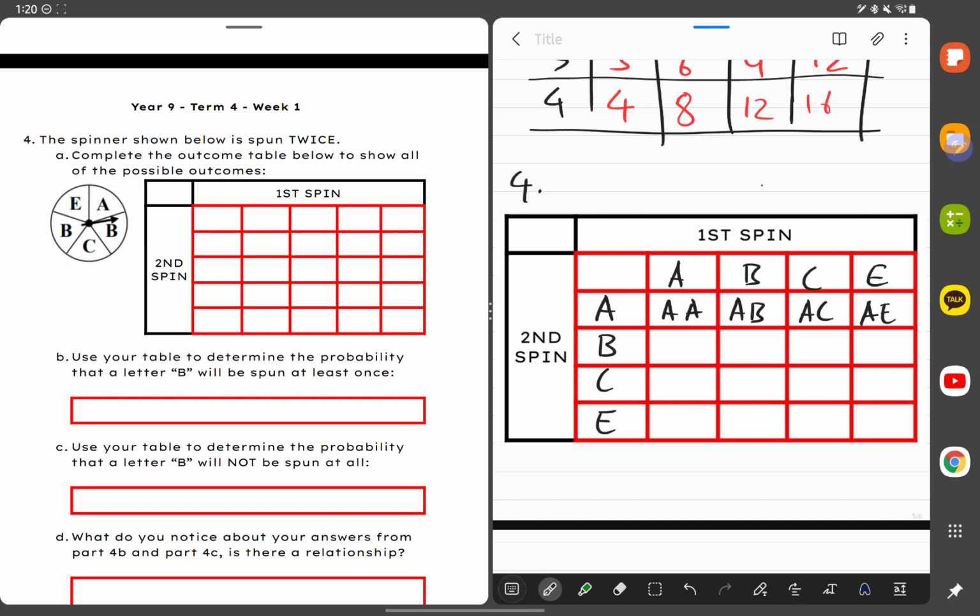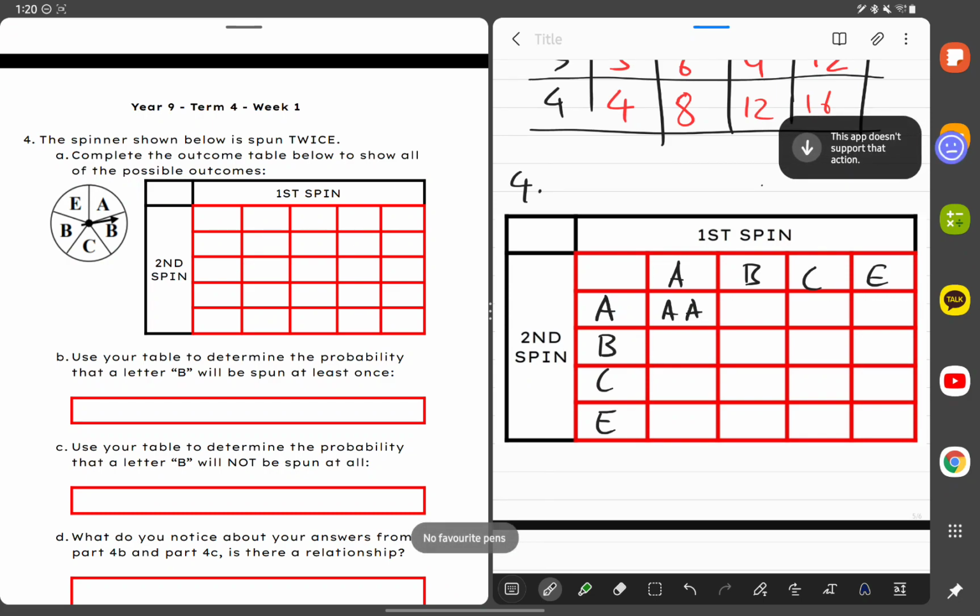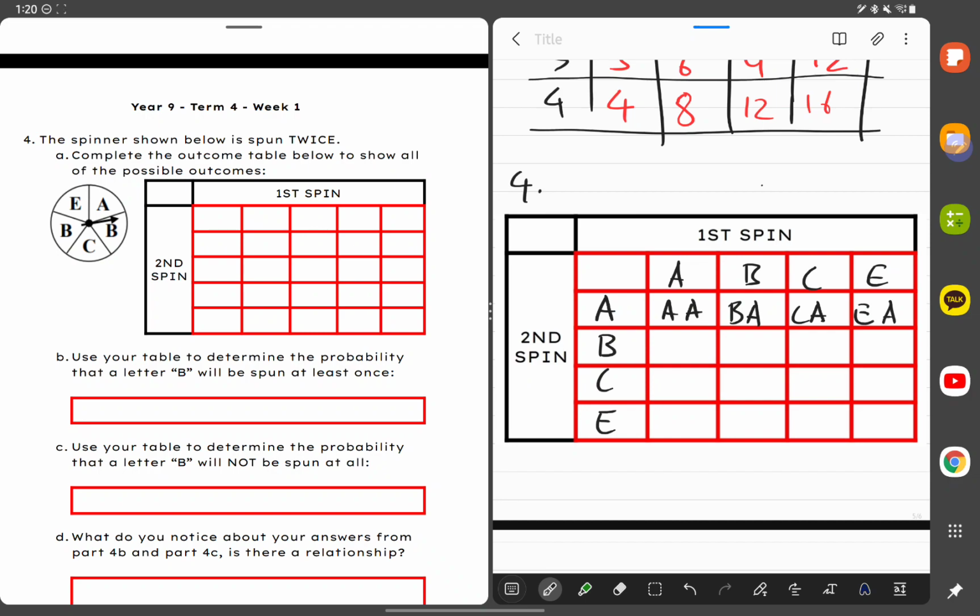Oh, actually, because they say first and second, I wonder if the order matters. So let me redo that. Maybe the order does matter at this point. Maybe we do want to be careful. So the first spin is a B and second spin is an A. So let's call that BA and CA and EA. And so on and so forth.